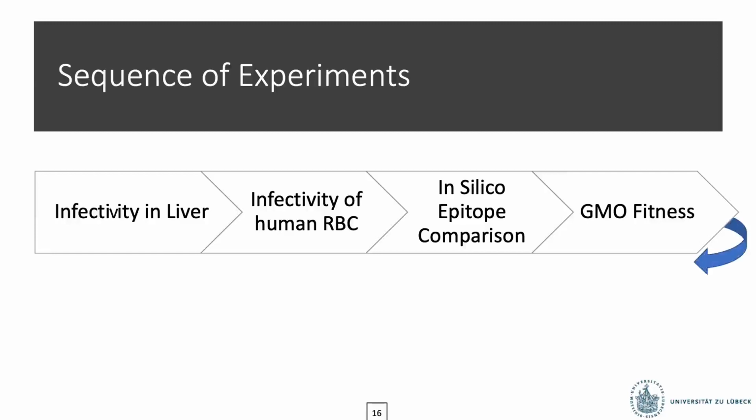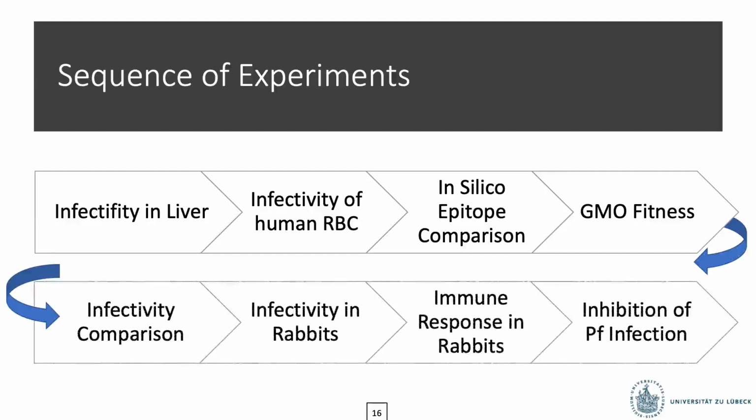Fifth, they compared the wild-type and modified PB in their ability to infect hepatocytes of mice and humans in tissue culture and humanized mice. Sixth, they examined the infectivity of PB in live rabbits, on rabbit liver and red blood cells. Seventh, they assessed the immune response of rabbits against the PB-VAC strain. And eighth and finally, they measured the inhibition of Plasmodium falciparum infection after immunization with PB-VAC. I will now quickly go over each experiment and its results.